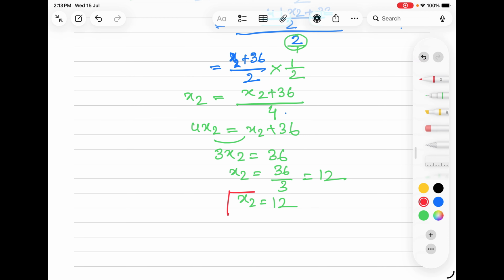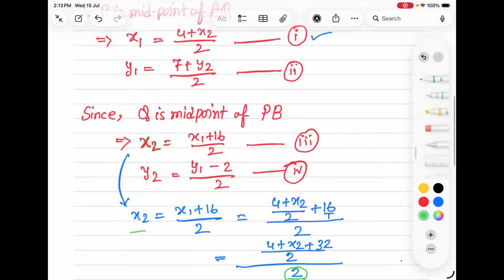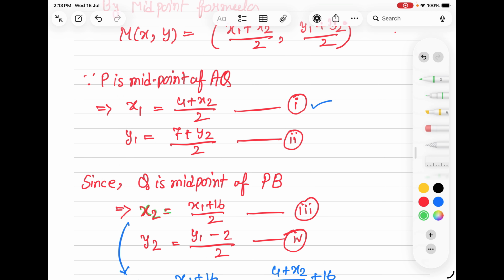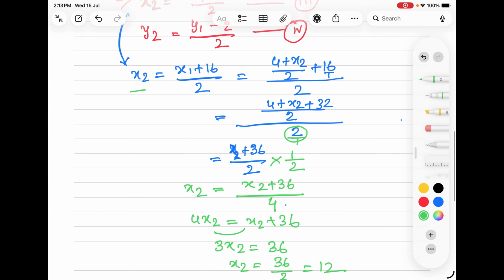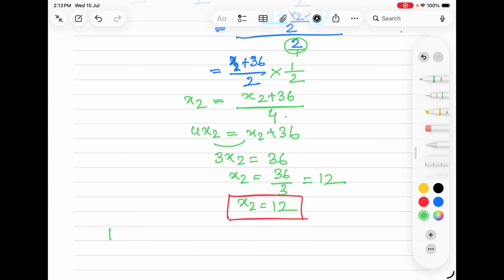Okay. This is the value of x2. So now you take any equation, suppose equation number 1, and substitute the value of x2 and you get the x1. So find it from equation number 1. What is equation number 1?